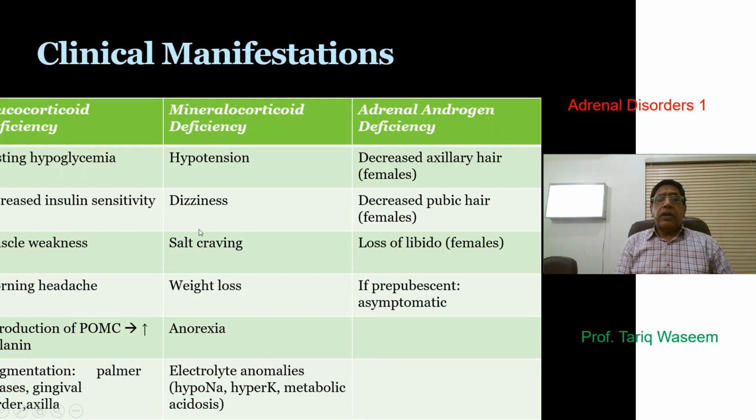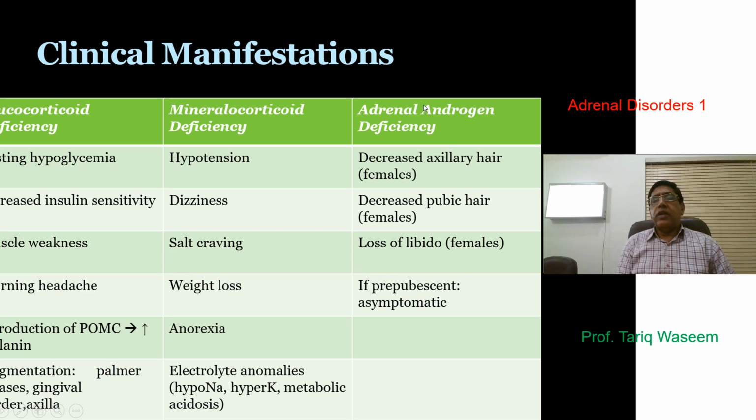Now, an important finding in these patients who have mineralocorticoid deficiency is salt craving. They have a strong desire to take salt excessively to compensate for the salt which is being lost in their urine as a result of absence of mineralocorticoids. They do have loss of appetite, and the electrolyte abnormalities would include hyponatremia, hyperkalemia, and metabolic acidosis.